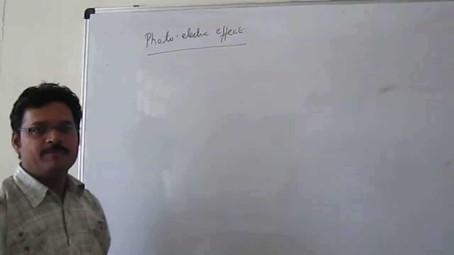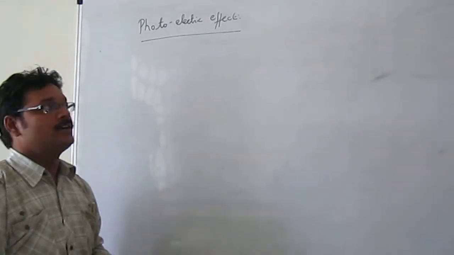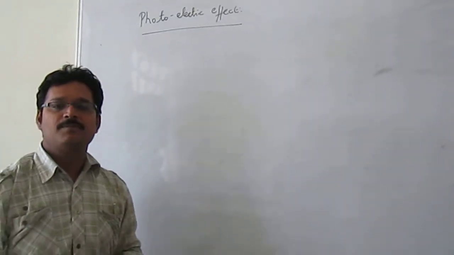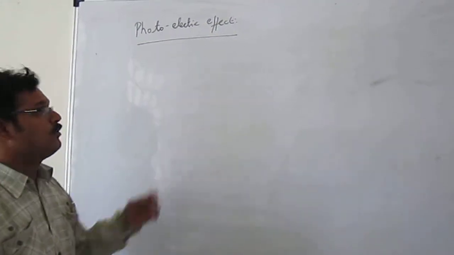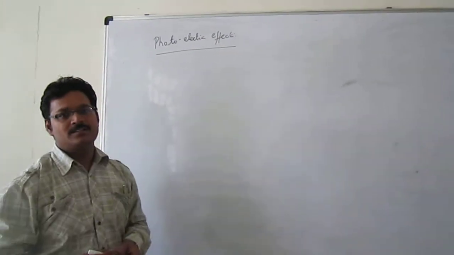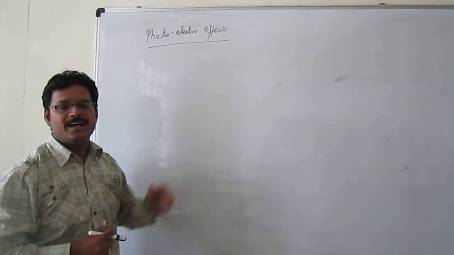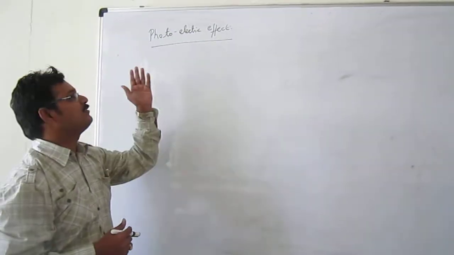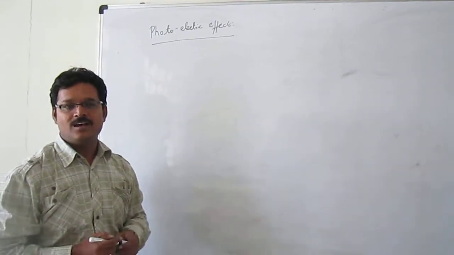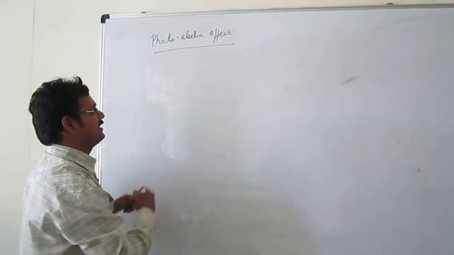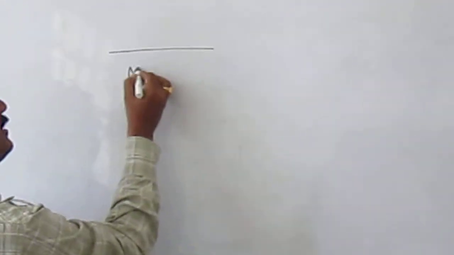Hello. Today we are going to discuss the photoelectric effect and its experimental verification. Photoelectric effect means photo means photons, electric means current. So because of photons we are getting current. How is it possible? It is like this. Take a metal surface.